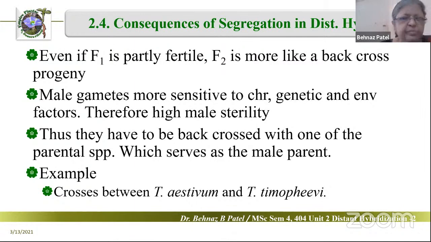Now, male gametes are more sensitive to all these variations, and they are also exposed to the harsh environment. So this is another reason, besides their being exposed to the environment, that nature produces a larger number of male gametes. Male gametes show more abnormalities when we study their meiosis as compared to the female gametes. So a high amount of male sterility also sets in. Then you would also want to backcross them. When you do a repeated backcross, quite often we use them as the male parent and not as the female parent. One of the examples is crosses of wheat varieties.